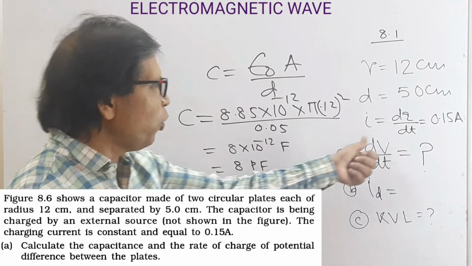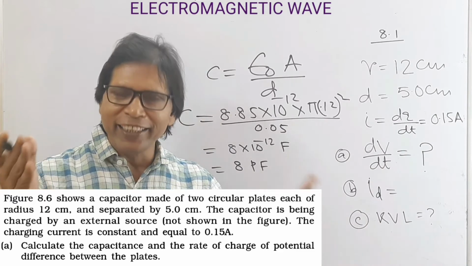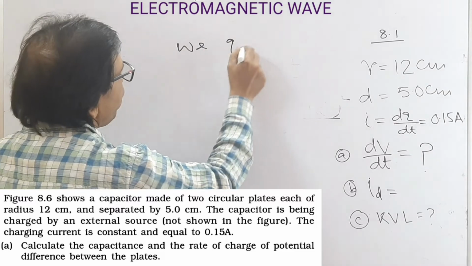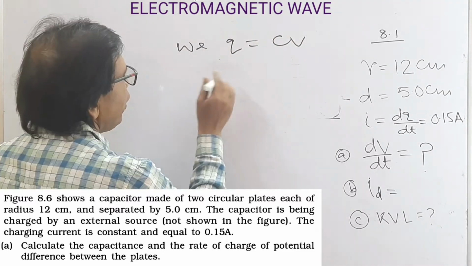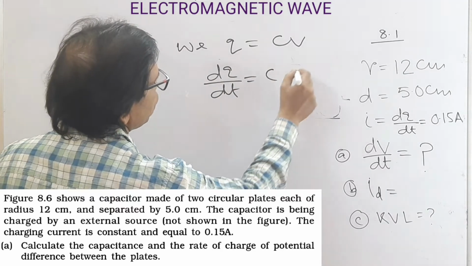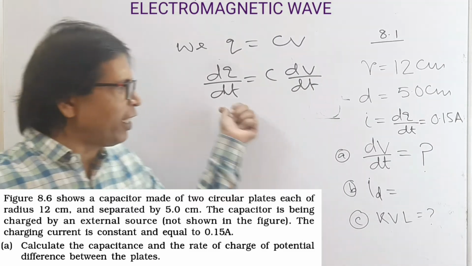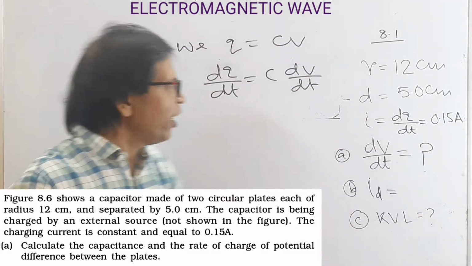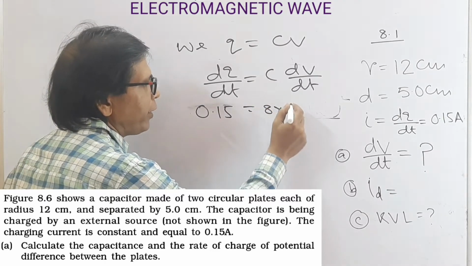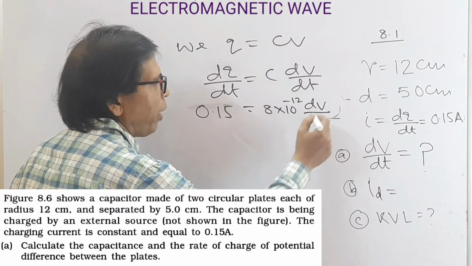Now look at this, the rate of increase of potential in this capacitor. We know Q equals CV. Now dq by dt equals C into dv by dt. Now dq by dt is equal to the charging current. This is 0.15, and this is 8 picofarad, that is 8 into 10 to the power minus 12, into dv by dt.